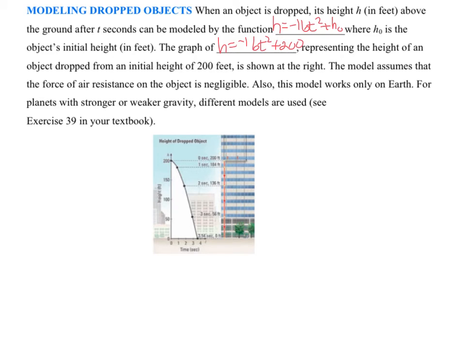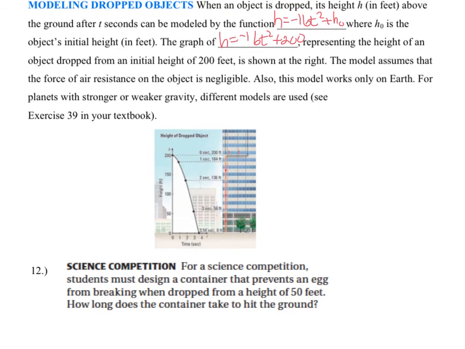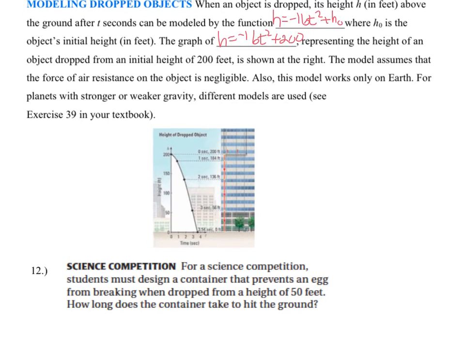So that's the setup. Let's take a look at what the question is. Okay, so for a science competition, students must design a container that prevents an egg from breaking when dropped from a height of 50 feet.